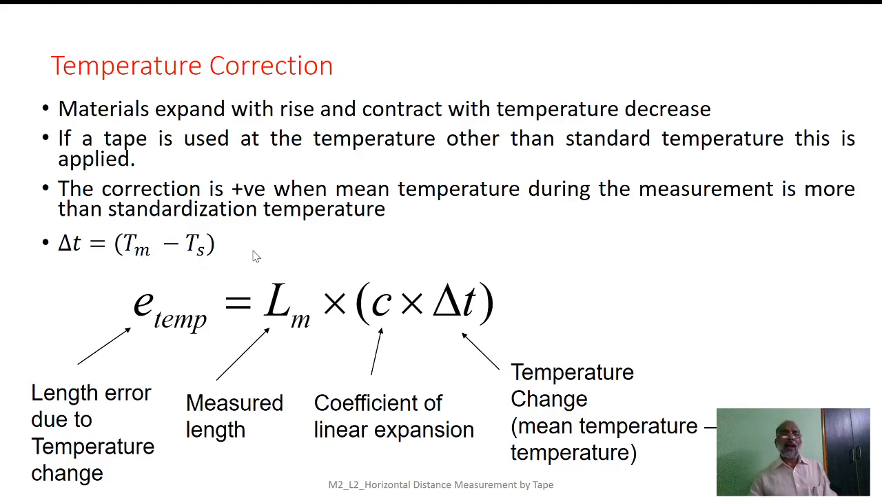As the expression suggests, the length error due to the temperature change can be worked out by multiplying with C delta T, where C is the coefficient of linear expansion and delta T is nothing but the temperature change.